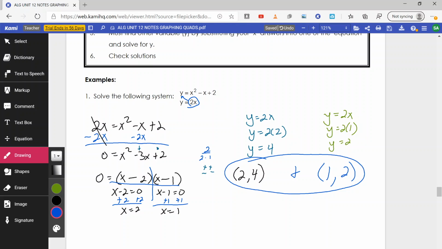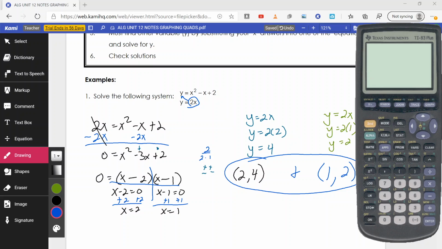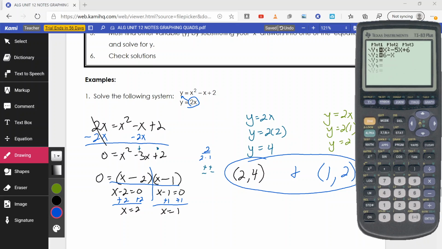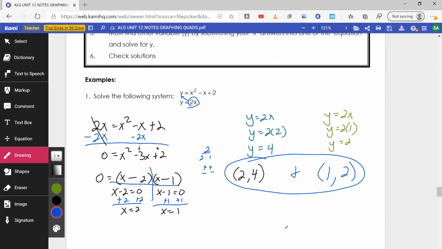And again, we can plug it into the calculator just to make sure. So if we go to y equals, we can plug in our equation y equals x squared minus x plus 2. And the other one is y equals 2x. And if I look at the table, I can see that when x is 2, y is 4 for both of them. And when x is 1, y is 2 for both equations. So that's another way to check.